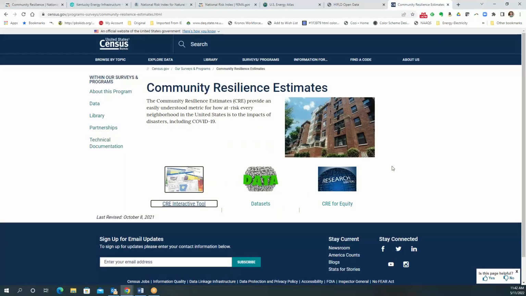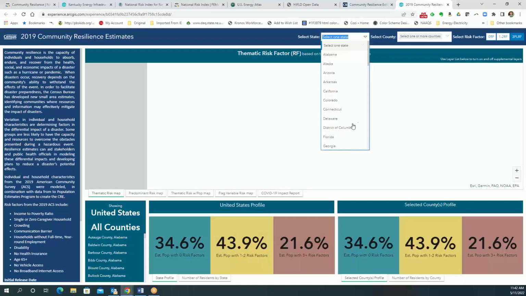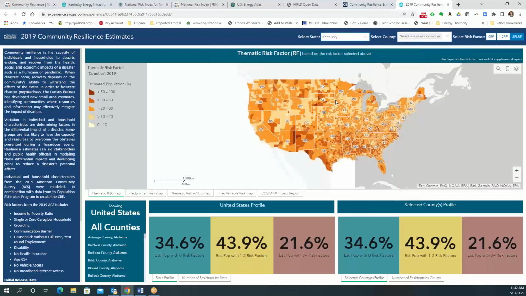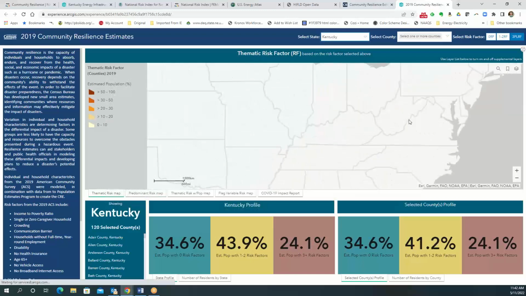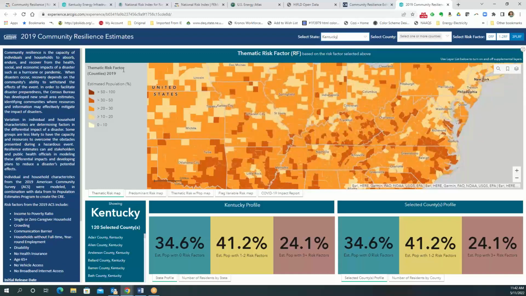But FEMA is not the only community resilience estimate. The United States Census has a great interactive tool where you can look at community resilience estimates for your state. Let's see if I can get to Kentucky here. So when we look at Kentucky, this is the thematic risk factor for 2019. And this really means if you have zero risk, but if you have estimated population with 3+ risk factors.